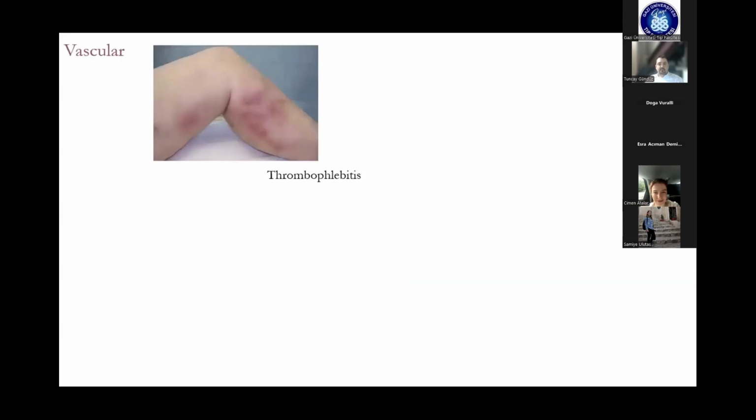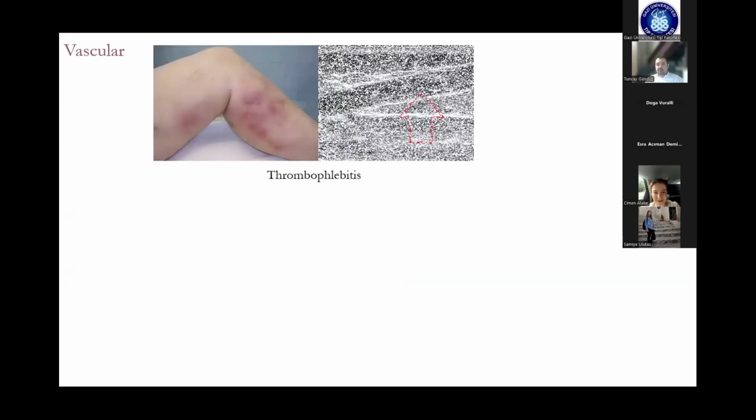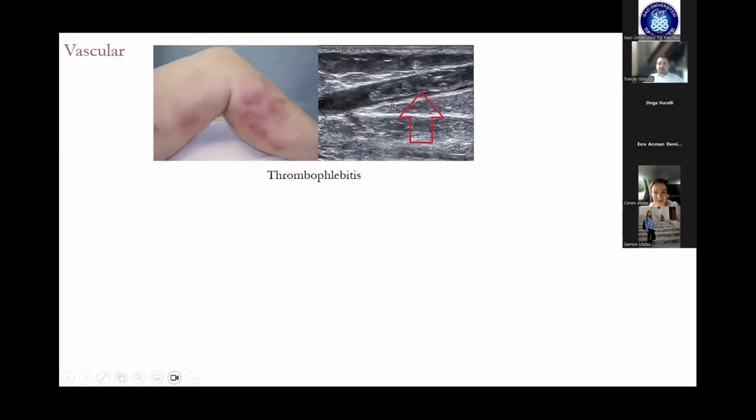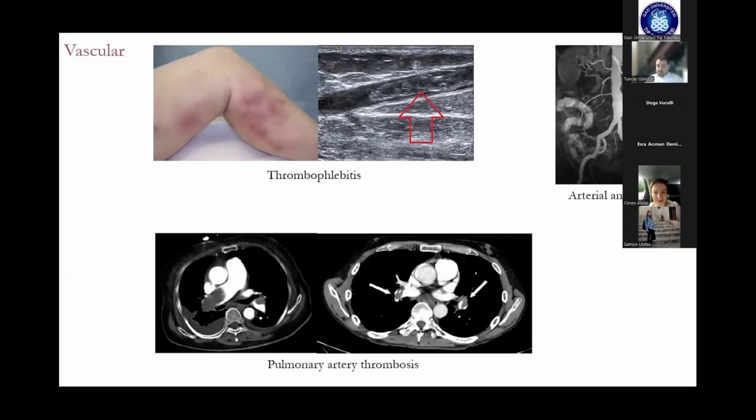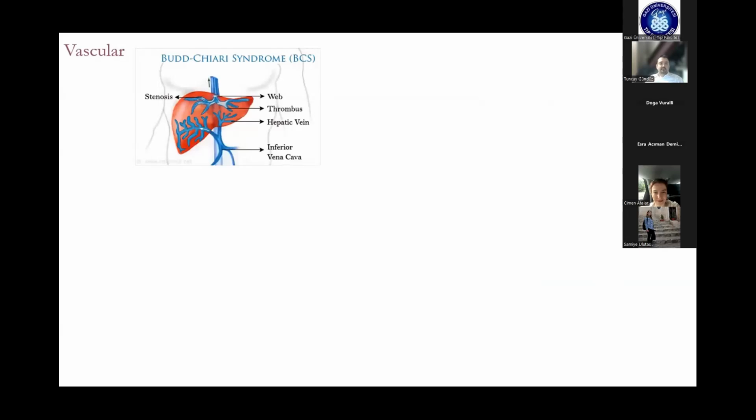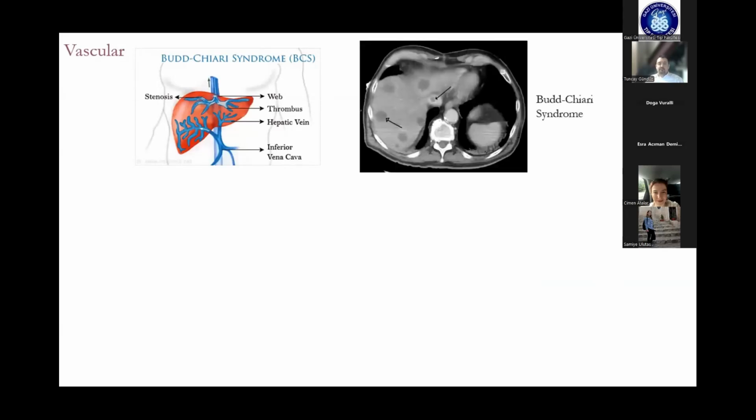Vascular involvement, not only in the brain, of course, but thrombophlebitis. Here is an ultrasonographic image of a thrombus, and arterial aneurysms, which may be dangerous for patients who would be anticoagulated, as you know. Pulmonary artery thrombosis may be encountered, but we also see Budd-Chiari syndrome if the hepatic vein is occluded.